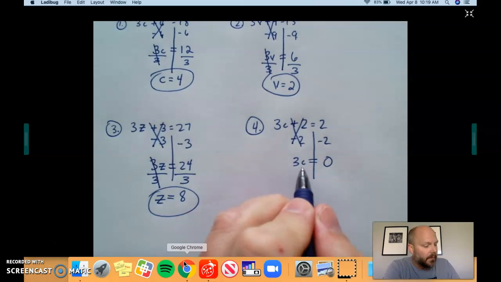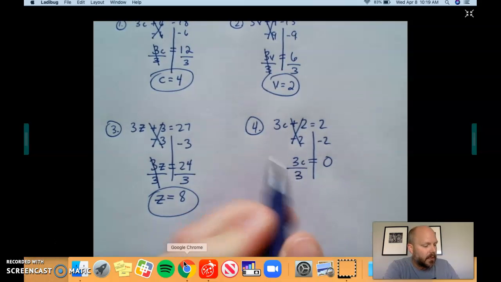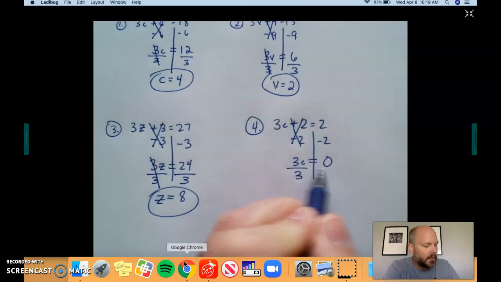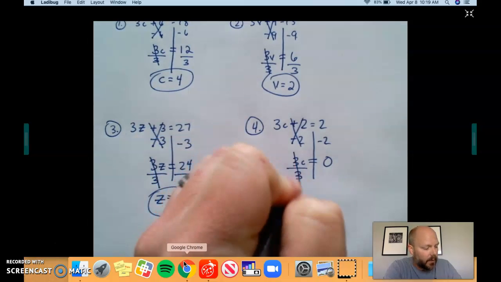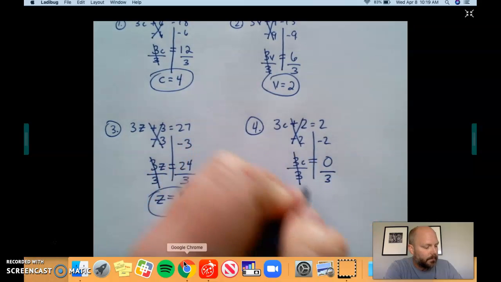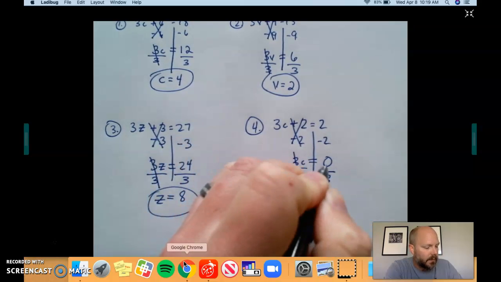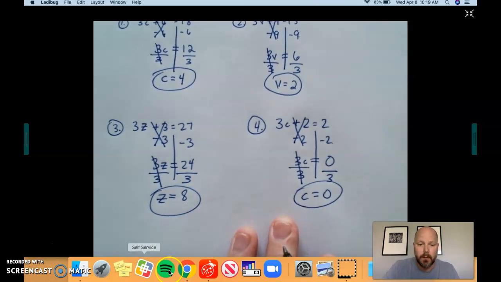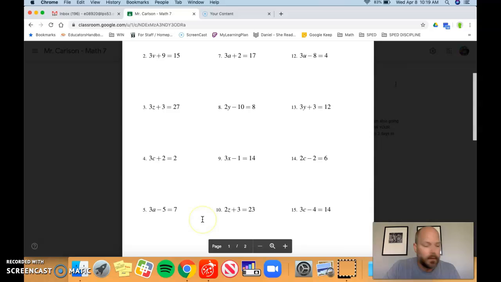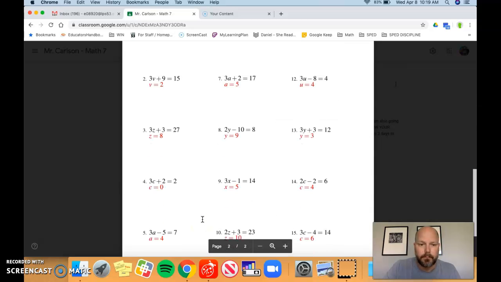0 is a number, and we can have that in an answer or in an equation. Now, if I divide by 3, this is asking you what times 3 is 0. You might know that that's going to be 0, okay? So 3 divided by 3, we have to get rid of both of them. C equals 0 divided by 3 is 0. My answer is 0. Double check our work here. That was number 4. And look, 4 is 0, okay?